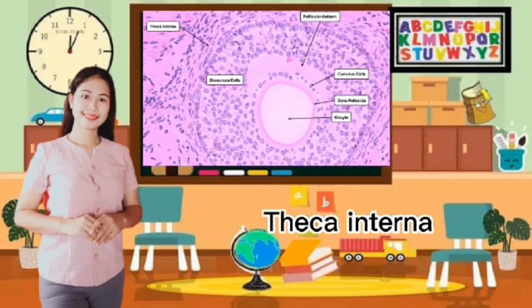Theca interna. Theca interna cells are responsible for producing the C19 steroids that diffuse into the neighboring granulosa cells and serve as substrates for estrogen production.